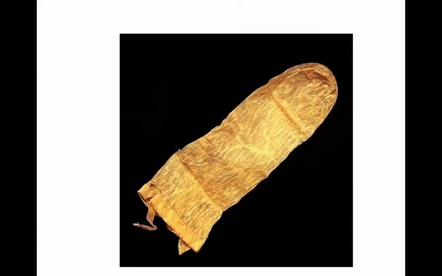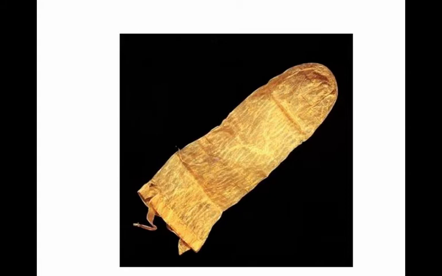This is something that ancient Egyptians used. They used it for protection from the sun. So the men would cover their penises with this sheath, often made of linen. And throughout the years, we know now that it's called a condom.